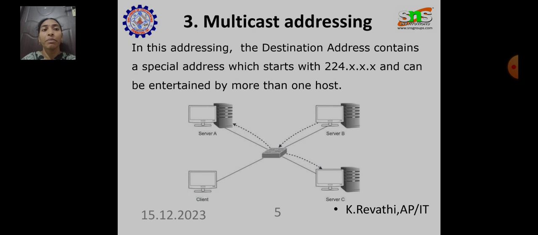Here server B will send the message to the switch, then server A and server C will receive the messages which are coming from server B. That is called multicast addressing.